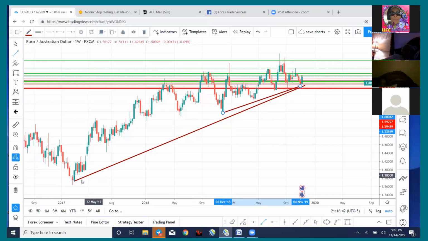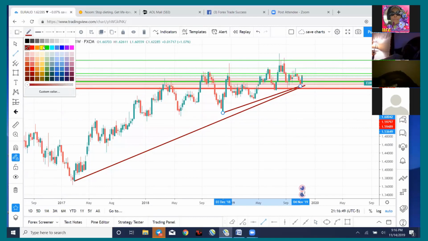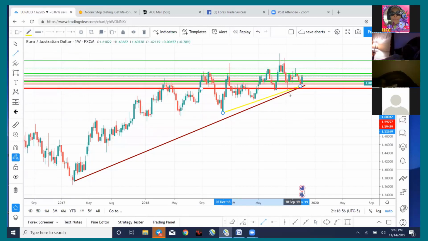Right. Like make sure when you're trading. So I could do a different color here. Yes. So I'll do it, it's going up, so I'll do a yellow. Can you see yellow on white? As long as you can see it. Yeah. Okay. All right.